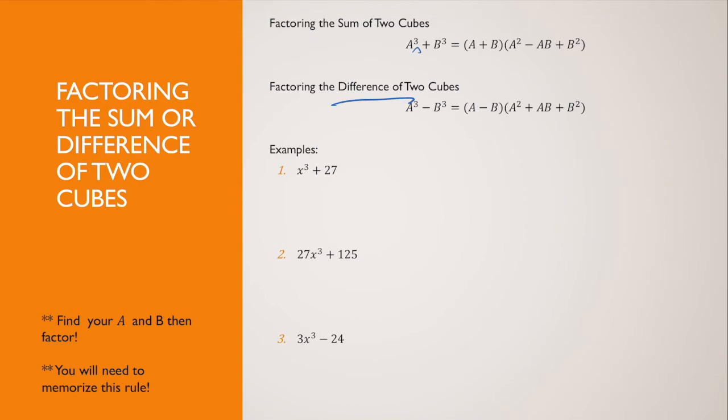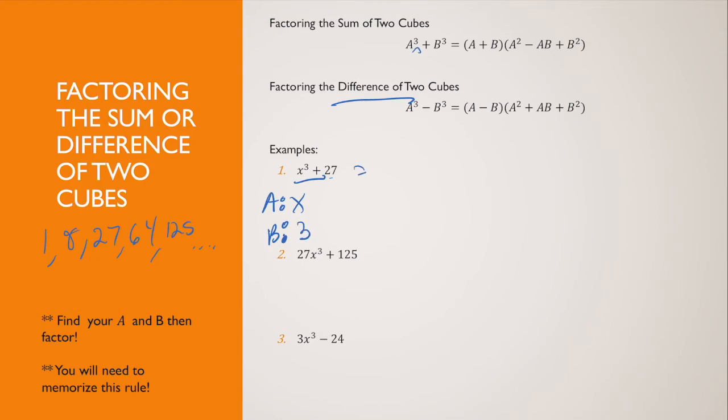We're going to first pull out the GCF if we can, and then we identify our a's and b's. So here I've got the sum of 2 cubes. A is x, b is 27. It's important to note the first few cubes are 1, 8, 27, 64, 125. Those are the first few cubes.